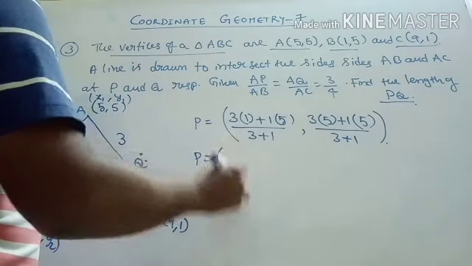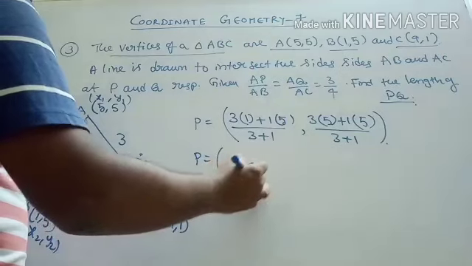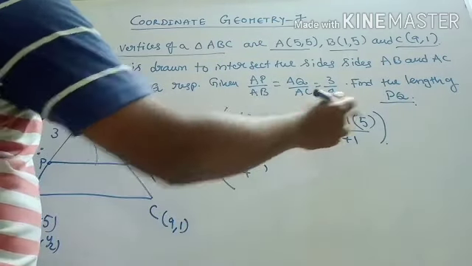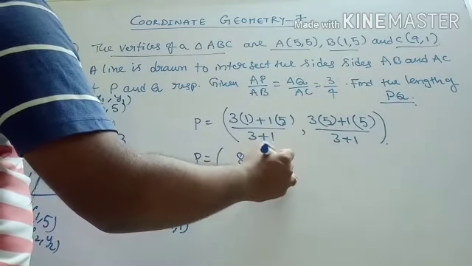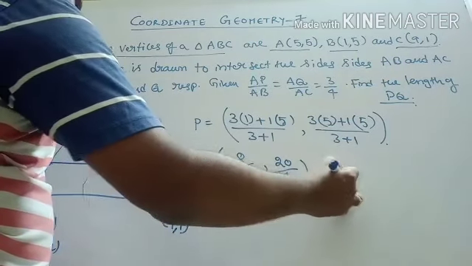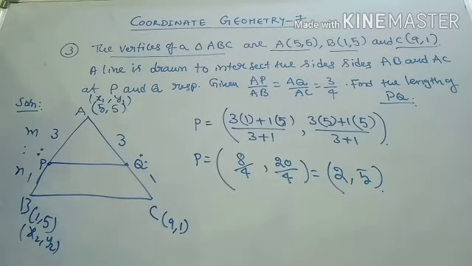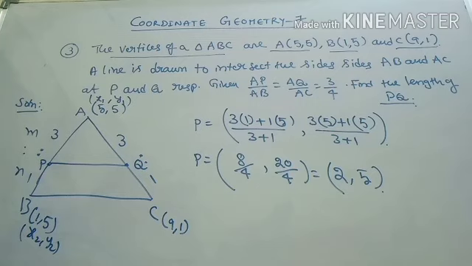Now P is equal to 3 plus 5, that is 8 by 4, right? And this is 15 plus 5, 20 by 4. That means 8 by 4 is 2, 20 by 4 is 5. Therefore, the coordinates of the vertex P you got as 2 comma 5. Right? The coordinates of vertex P are 2 comma 5.